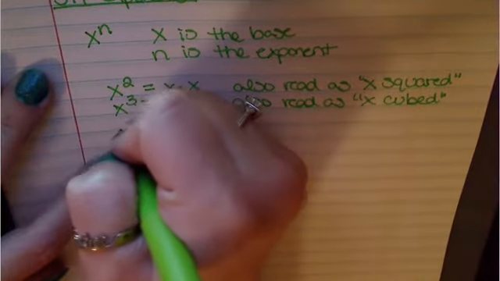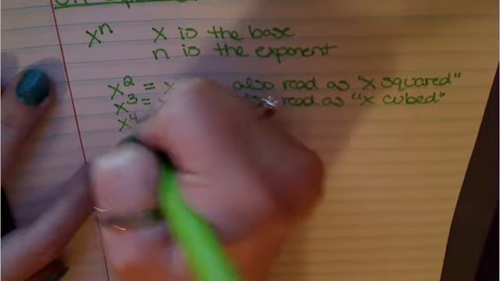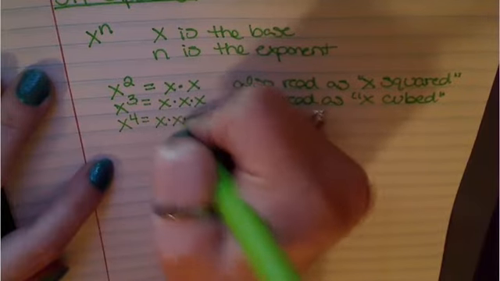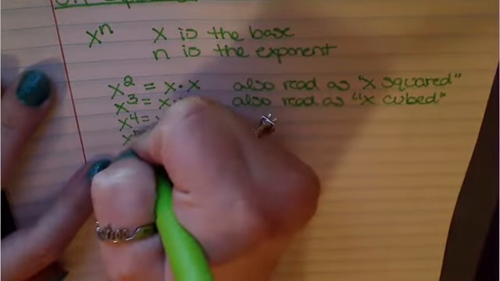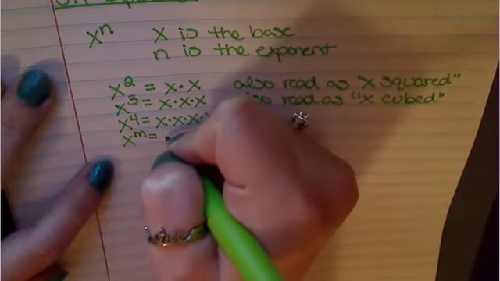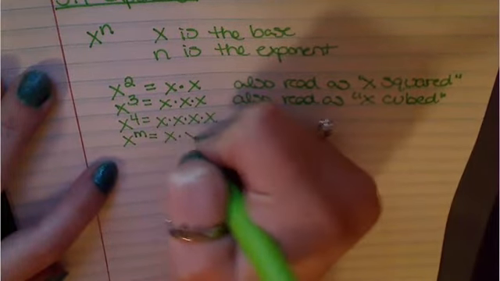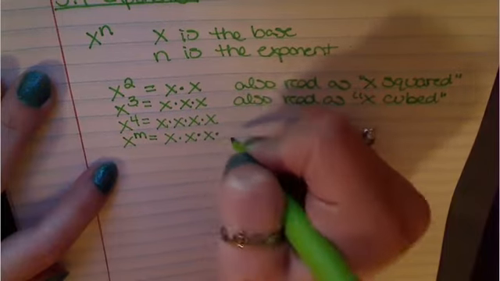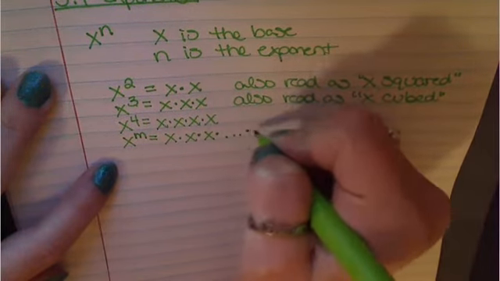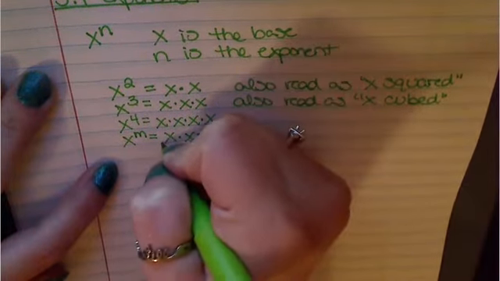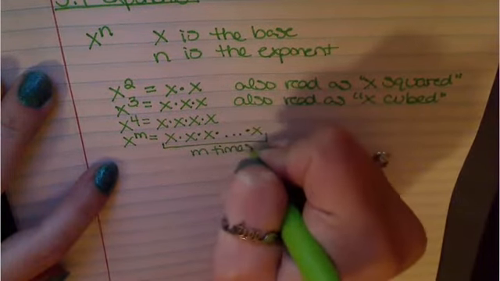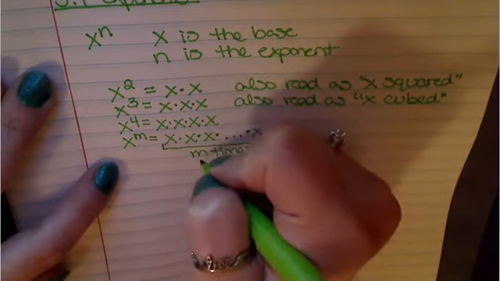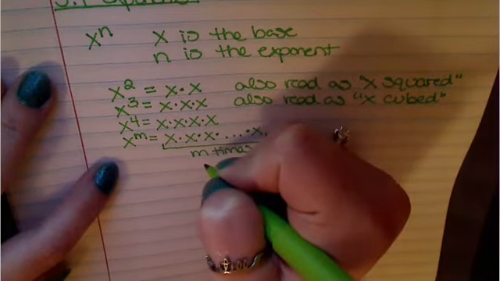So you can keep going. X to the fourth is x times x times x times x. And then you can even have x to the m power, which means x times x times x times dot dot dot times x, m times. So you're taking x times itself however many times m is.